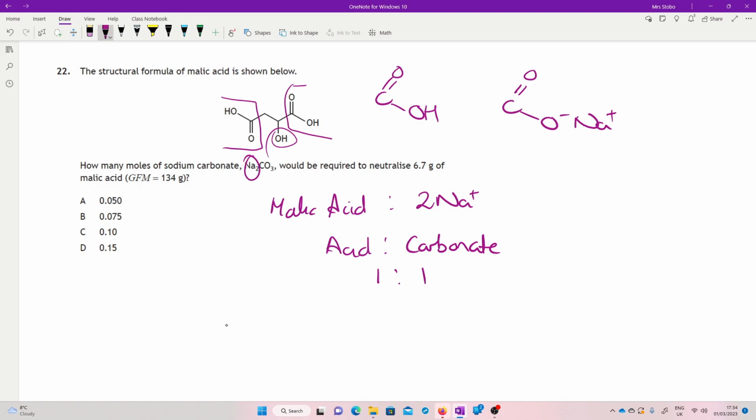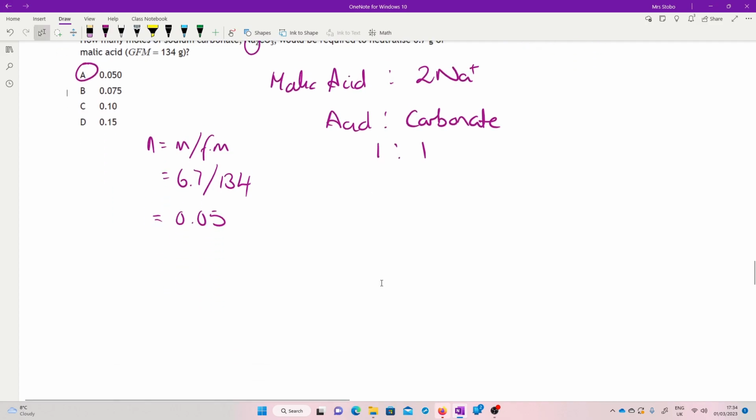Right, since it's a 1-to-1, I'm just going to work out the moles of malic acid. So literally just moles equals mass divided by formula mass. You've been given everything in the actual setup of the question. So 0.05 and that needs 0.05, and there you go.